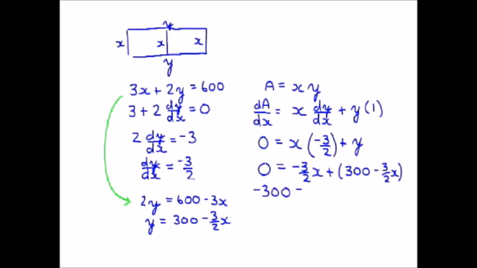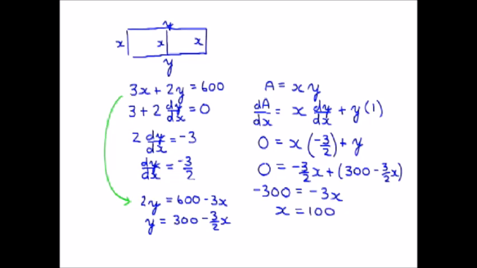So I subtract 300 from both sides of the equation, and I end up with negative 300 equals negative 3x. The negative 3x is the sum of negative 3 divided by 2 times x and negative 3 divided by 2 times x. With that equation, I can now solve for x. x is equal to 100.